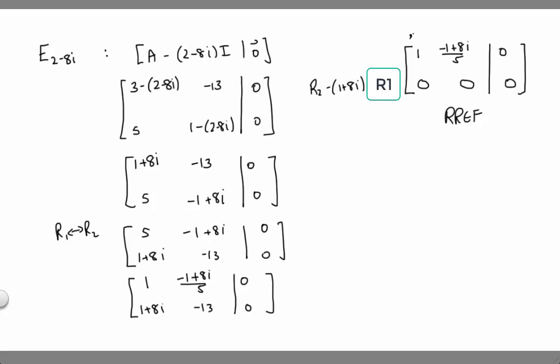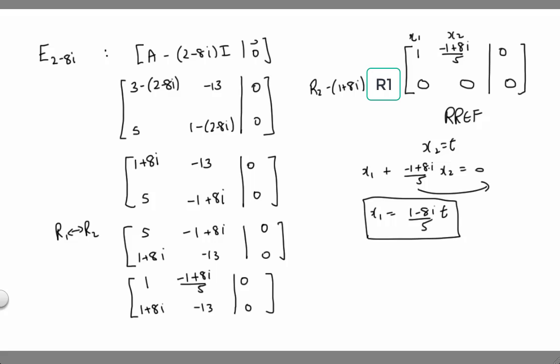So if we call our variables x1 and x2 here, x2 is going to be t. From the top row, x1 plus negative (1 plus 8i)/5 times x2 is going to equal 0. So we're going to bring this term over to the other side, and the sign is going to change in the coefficient. So we'll say x1 equals (1 plus 8i)/5, and the x2 becomes t. Let's write out our vector form: (1 plus 8i)/5 and 1 times t.